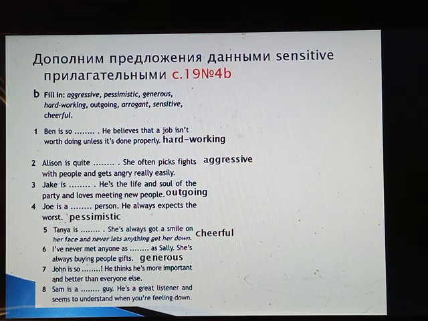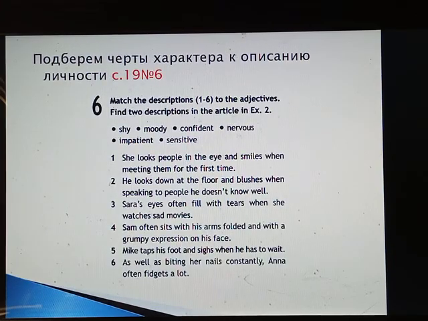I've never met anyone as generous as Sally. She's also always buying people gifts. John is so arrogant. He thinks he's more important and better than everyone else. Sam is a sensitive guy. He's a great listener and seems to understand when you are feeling down. Managed. It was not difficult.